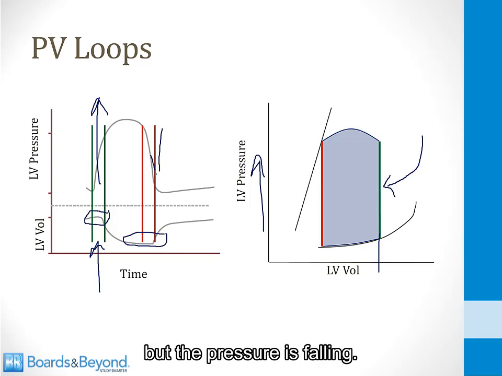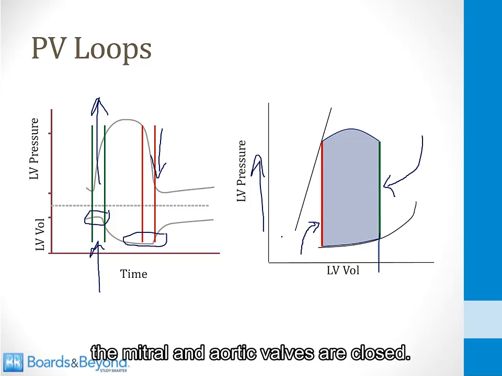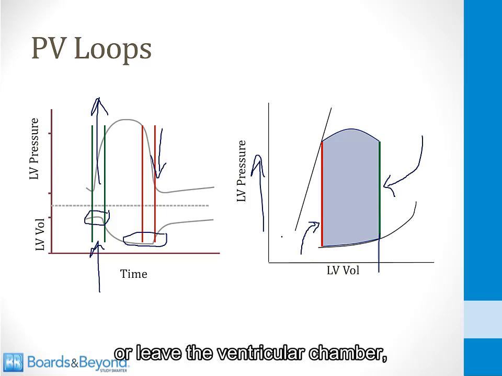There's also a point on the volume versus time curve where the volume is flat, but the pressure is falling. This is isovolumic relaxation. It's denoted by the red line on the right side of the screen. What's happening here is that once again the mitral and aortic valves are closed, so no blood can enter or leave the ventricular chamber, but the pressure is falling because the myocardium is relaxing.